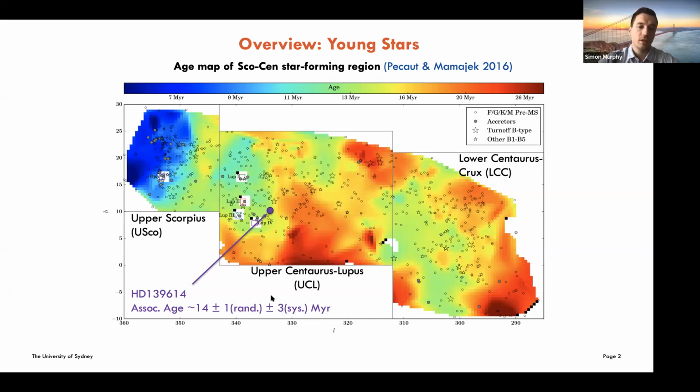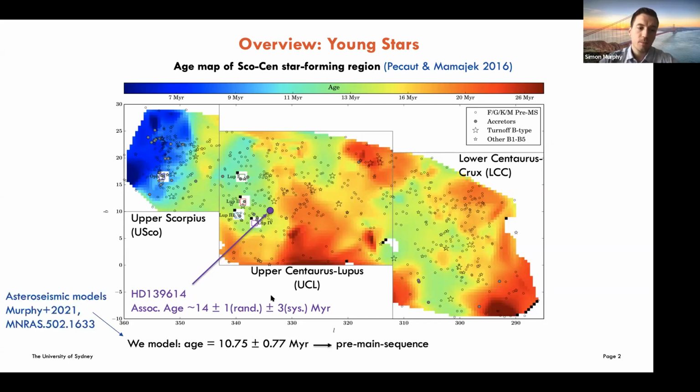We also modeled this star with asteroseismology, and then we get an age of 10.75 megayears, so a little bit younger. But we also get a pretty small uncertainty that comes out about 7% age uncertainty for this star. And that young age means that this star is on the pre-main sequence. And we'll talk a little bit more about why that's important later on.